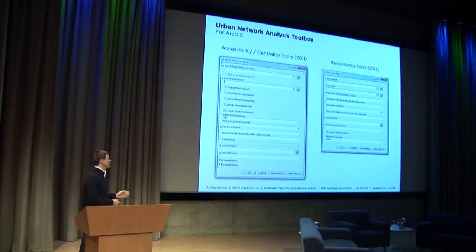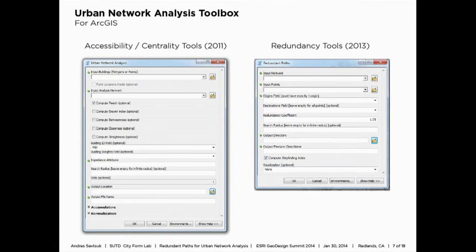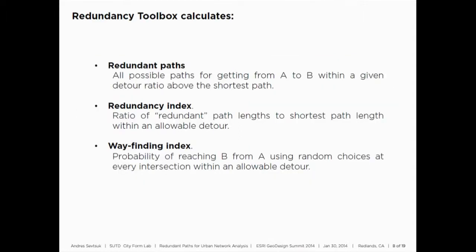So what we've done recently is develop an additional part of the Urban Network Analysis tools, which we call redundancy tools. Redundancy tools calculate 3 new indices that we launched this past fall. They calculate redundant paths, which basically indicate all possible paths from A to B up until a certain detour ratio above the shortest path, meaning that if the shortest path is x, then we're willing to deviate up until a certain level above x to get to the destination and find all the paths that are available within those constraints. The redundancy index, which I'll explain in a minute, is a ratio between the linear lengths, or the weights found on the linear lengths, of all redundant paths divided by the linear length of the shortest path.